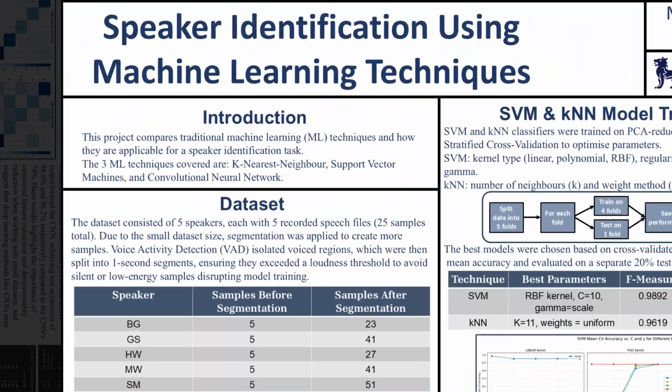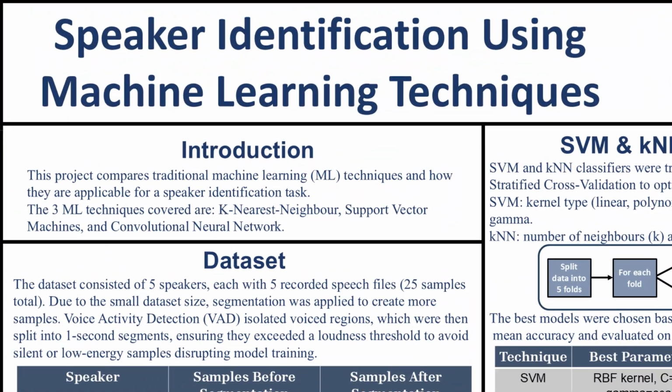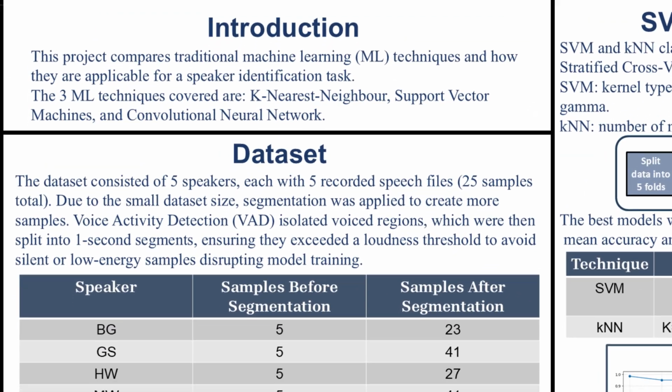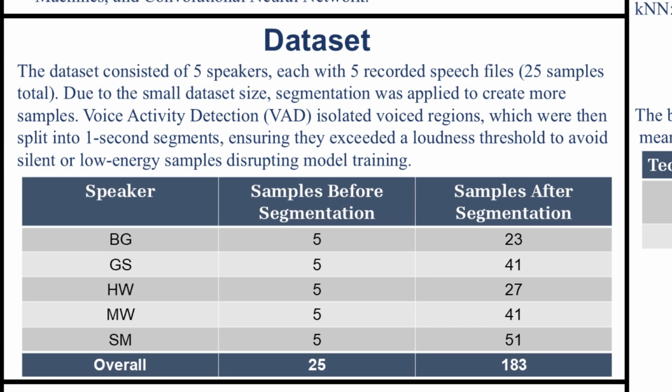This project compares traditional machine learning models, specifically support vector machines and k-nearest neighbors, with a convolutional neural network for the task of speaker identification. The aim was to investigate which approach would perform the best for speaker identification on a small dataset. The dataset consisted of 5 speakers, each providing 5 recorded speech files for a total of 25 samples.